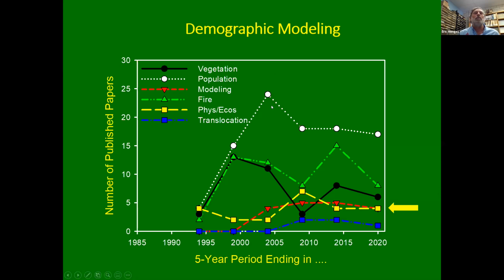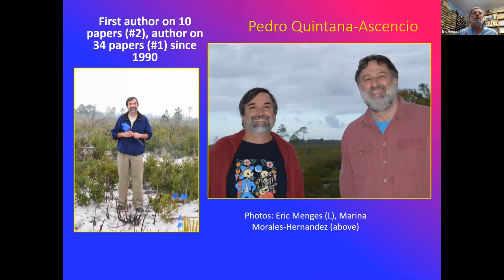Now, we began to do some ecological modeling once we got a decade or so of demographic data, and the red triangles here show the number of papers we've published on ecological modeling over the years, and it's been a kind of consistent paper or two a year. And the gentleman who's most responsible for this is Pedro Quintana-Ascencio.